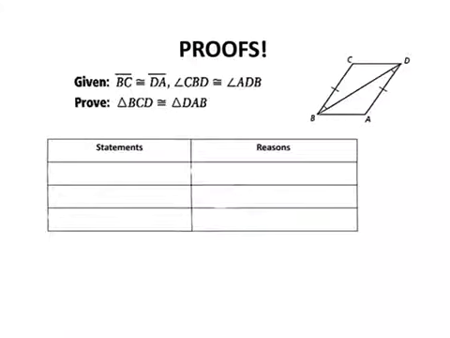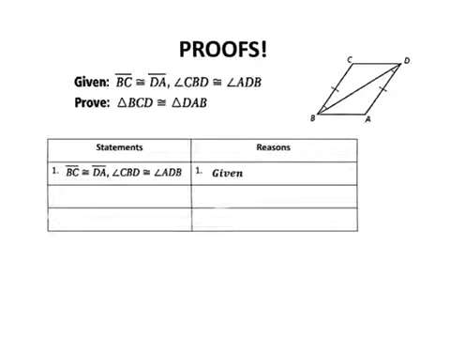All right, this time they tell us that BC is congruent to DA and that angle CBD is congruent to angle ADB. And they want us to prove that triangle BCD is congruent to triangle DAB. Well, right off the bat, they've given us an angle pair and a side pair. And we have to figure out where we go from here. Well, we know we start with the given. That's our first step. And then we draw our attention back to the diagram.